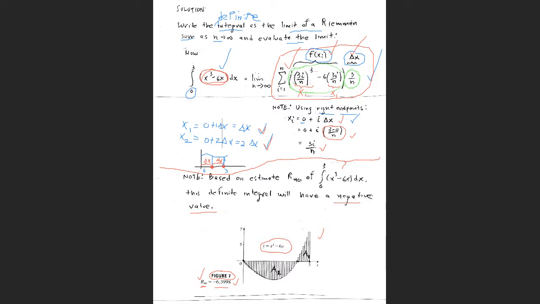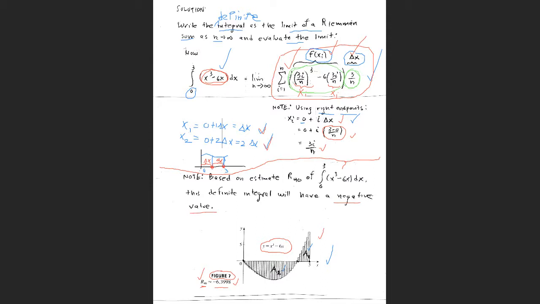And you notice in the graph here, in figure 7, I have an A1 and an A2. The area below the x-axis, which is A2, that's negative area, and it's bigger than the positive area A1 above the x-axis. So when you're computing the definite integral, you're computing the net area. And so negative A2 plus A1 is going to be negative.